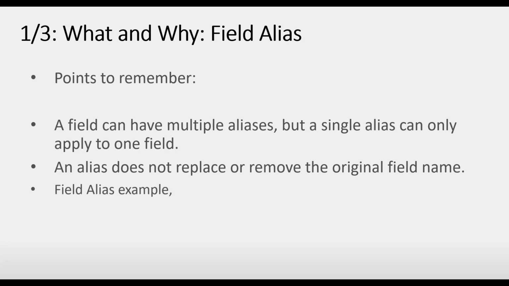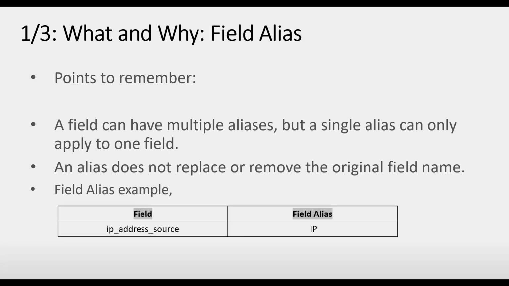So here we can see the example. If you have a field like ip_address_source, it is quite lengthy. To not have to type this, what we can do is assign an alias to this field. Like I have just assigned here IP, and you can search the content or value of this field using IP in your search. So this is the usefulness of field alias.